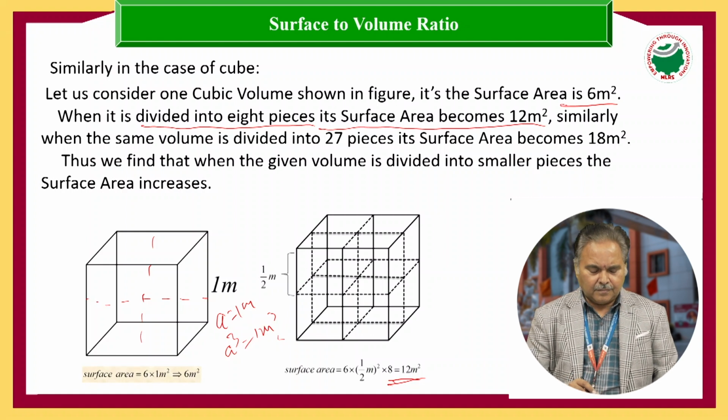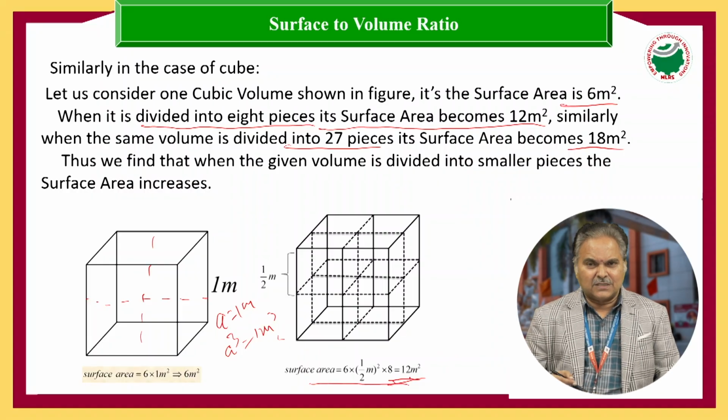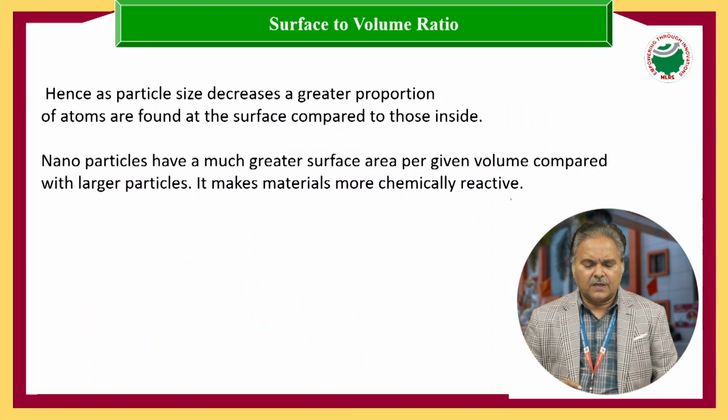Similarly, if this cube is divided into 27 pieces, then the surface area becomes 18 m square. That means the surface area once again increases when the size of the cube is reduced. So the volume is the same, and the surface is increased when the particle size or cube size is reduced. Then automatically the surface to volume ratio will increase. That's how the surface to volume ratio increases with reducing particle size.